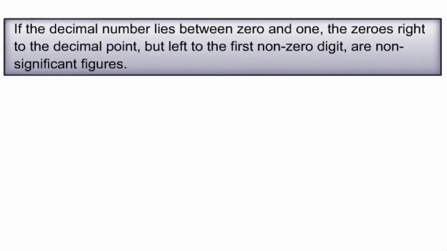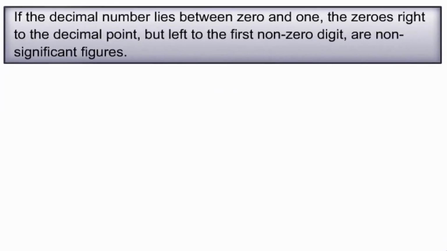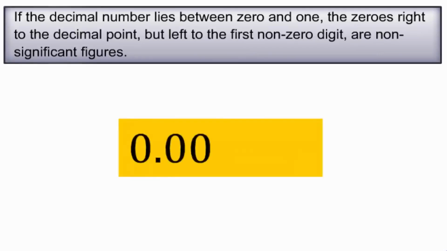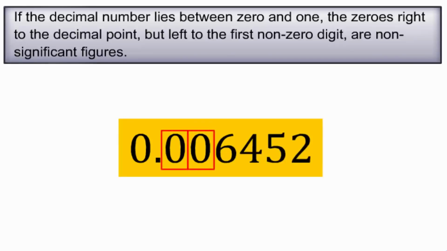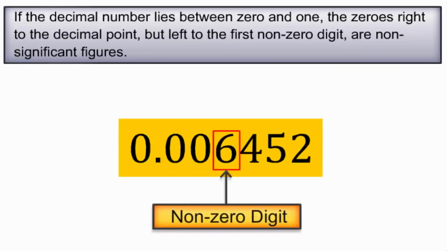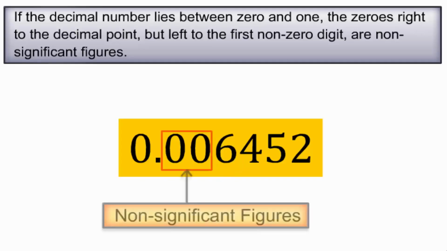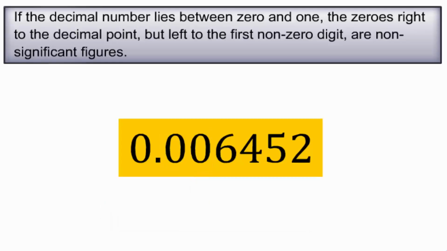Consider any number. Say 0.006452. Observe that there are 2 zeros between the decimal point and the first non-zero digit, that is, 6. These zeros are non-significant figures. Hence, the significant figures in this number are 6, 4, 5, and 2. Therefore, the number of significant figures is 4.